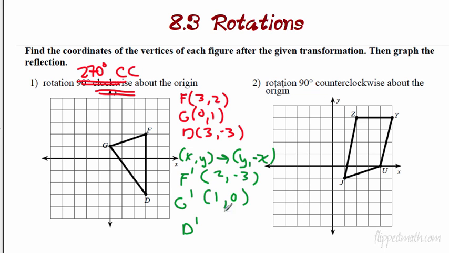What's the opposite of 0? 0. Okay, how about D? Switch it, make the second one the opposite. So now when I graph these, what do you get? F prime's at (2, -3), (1, 2), (-1, 2), (3). Here's F prime. G prime's at (1, 0). G prime. And D prime is at (-3, -3). All right, so there's G prime.